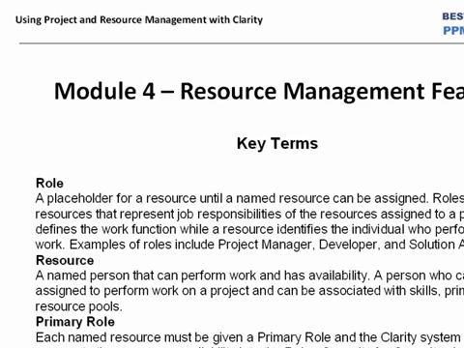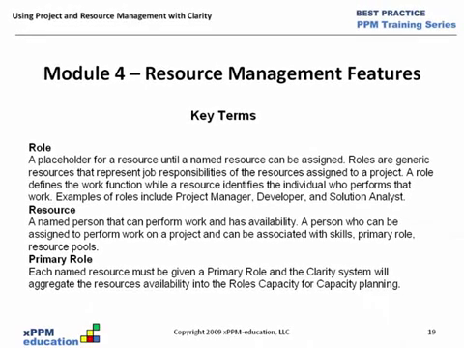The next item down is resource, a named person that can perform work and has availability. Determining the resource is typically the responsibility of the resource manager. And then the last item here is the primary role. As it says, each named resource must be given a primary role, and the Clarity system will aggregate the resource availability in the role's capacity.